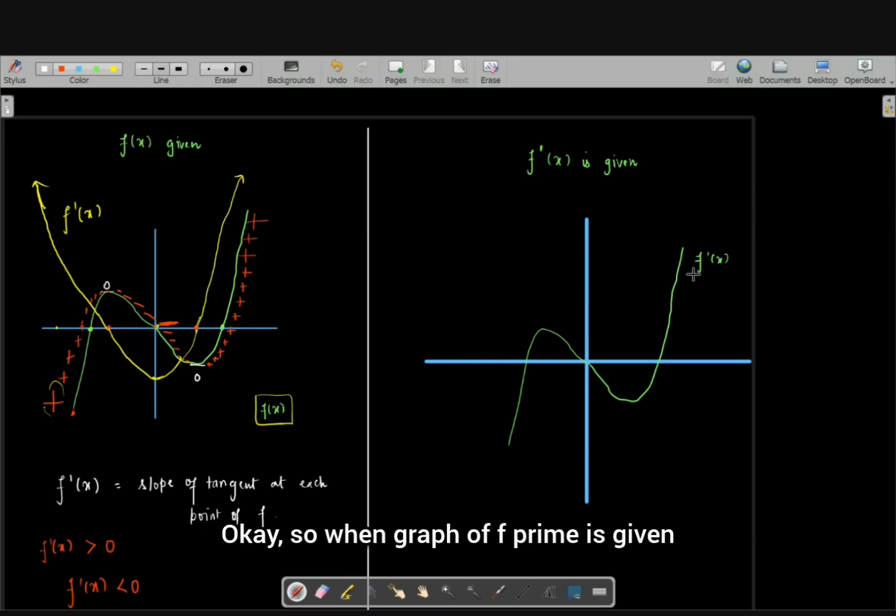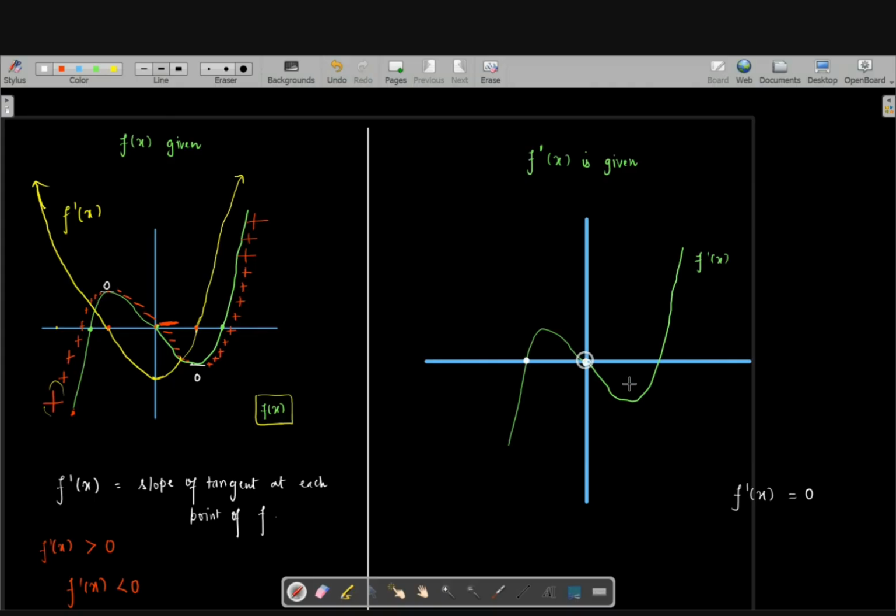Okay, so when graph of f prime is given and you have to draw the graph of f, first identify the points of minima, the points of maxima, and the points of inflection. So we know that points of minima and maxima are those points where the derivative is equal to zero, right? And since this is the graph of f prime, it is zero wherever it is crossing the x-axis. This point, this point, and this point, right? These are the points of minima or maxima. We don't know which point is minima or maxima now, but these are all the critical points.